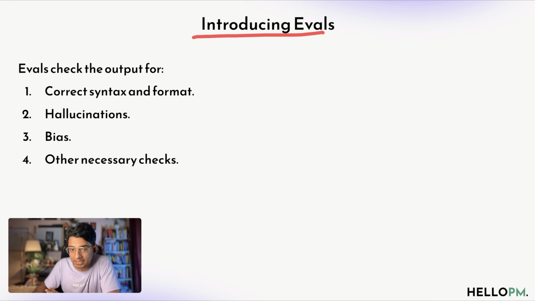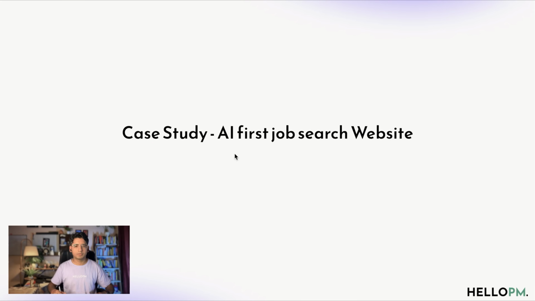Okay, to give you an example, the evals can help you check the output or your results for the following things. It can help you check the correct syntax and format. Let's say you want your LLM to give the output in a particular JSON format. So you can check whether this format is correct or not with another LLM. Similarly, you can check for hallucinations, you can check for biases, and if you want to put any other checks as well. Now, in order to understand the evaluations well, let us consider a simple example.